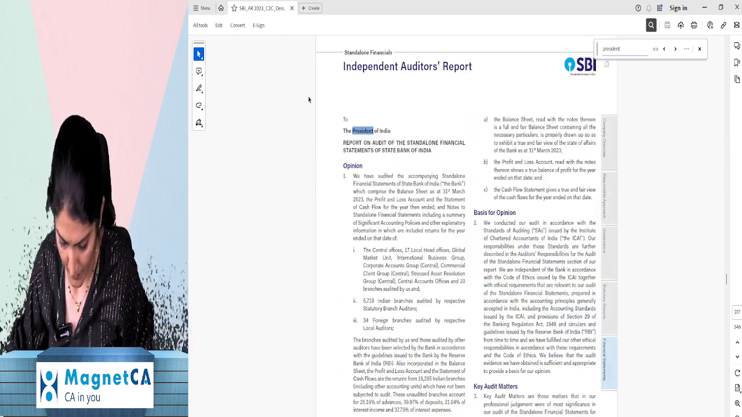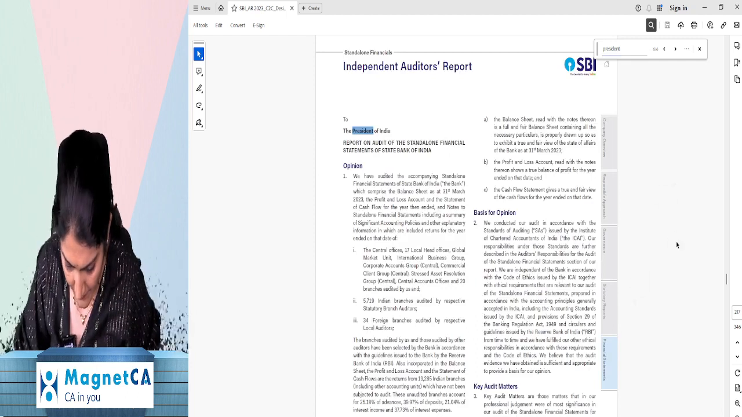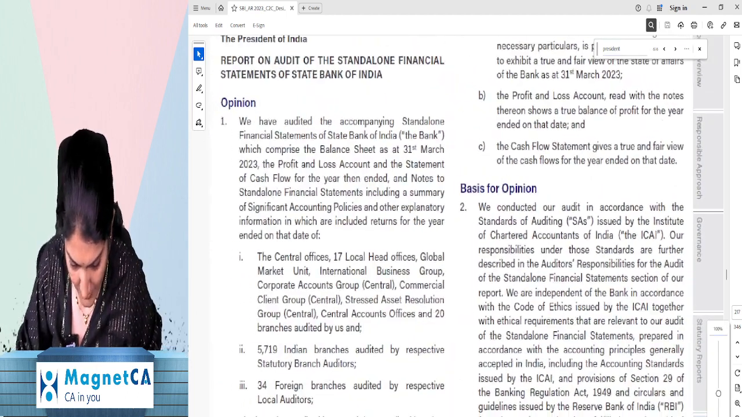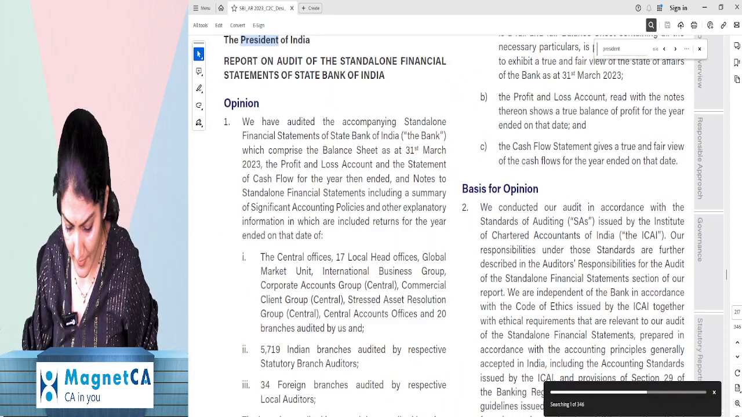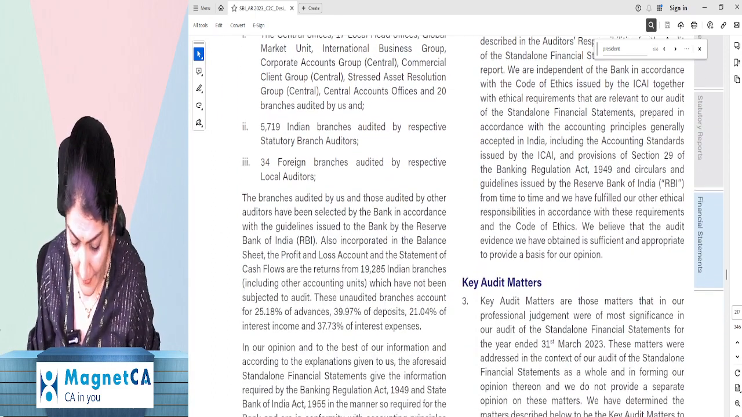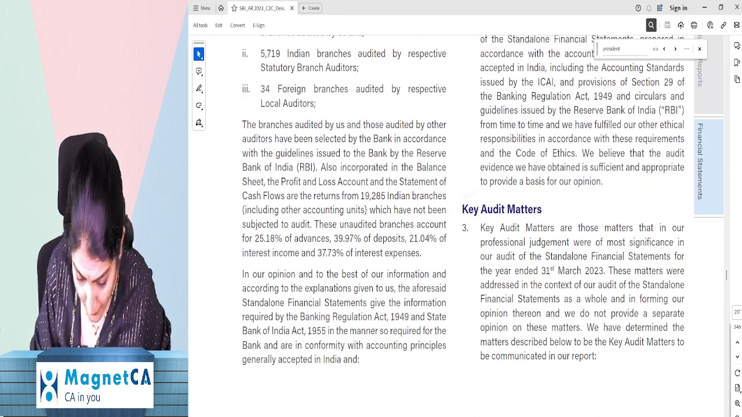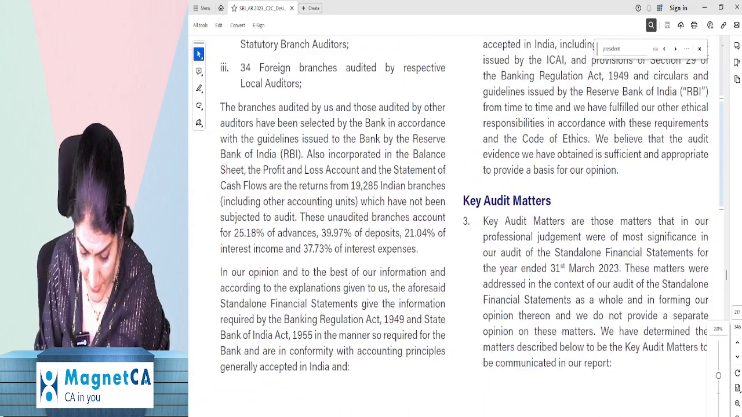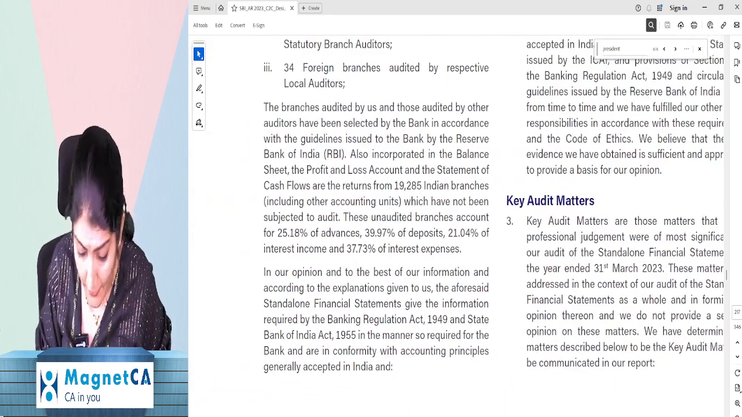right, over here, do they mention clearly the number of branches which have been audited by the branch auditors? Yes, these are 5,000 branches. And then what do they also say? There are the unaudited branches.